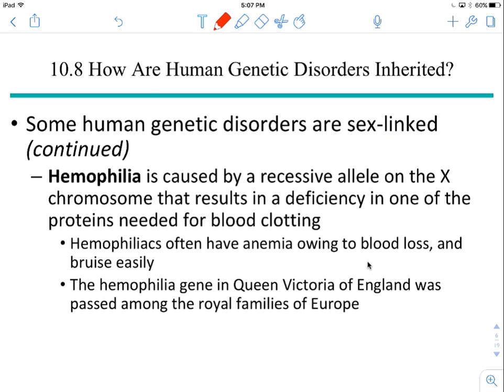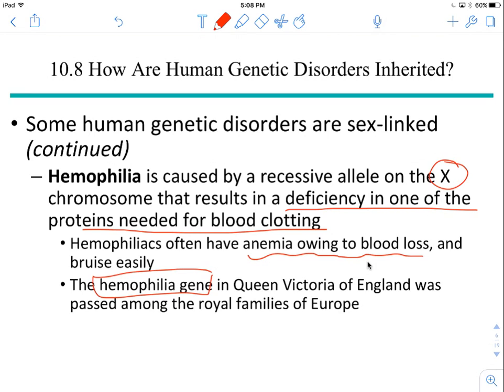Okay. So hemophilia is a recessive allele on the X chromosome. It's very rare to get females who are hemophiliacs, but very common to get males who are. It is a deficiency in one of the proteins needed for blood clotting. Okay, so they have anemia because of blood loss. They bruise very easily.